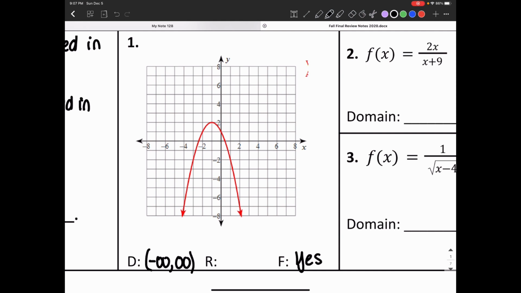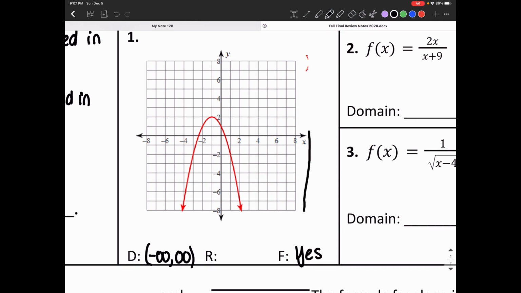For the range, I'm looking at the y values from the bottom of the graph to the top of the graph. I'm scanning. What's the lowest y value? The lowest y value is going to be negative infinity. And the highest y value, notice that I stop here. The highest y value is 2. So my range is negative infinity to 2. Negative infinity has a parentheses on it, and 2 has a bracket because 2 is included. This point here is included in the graph, so I indicate that with the bracket.